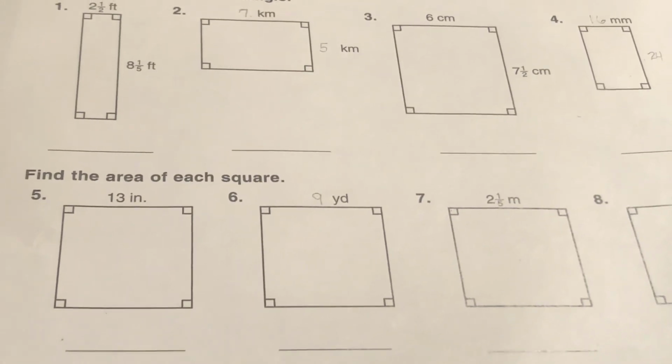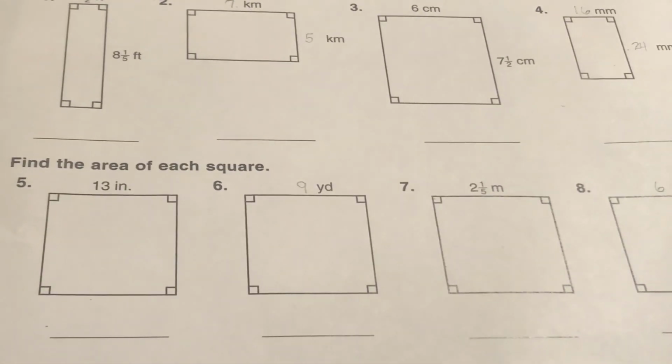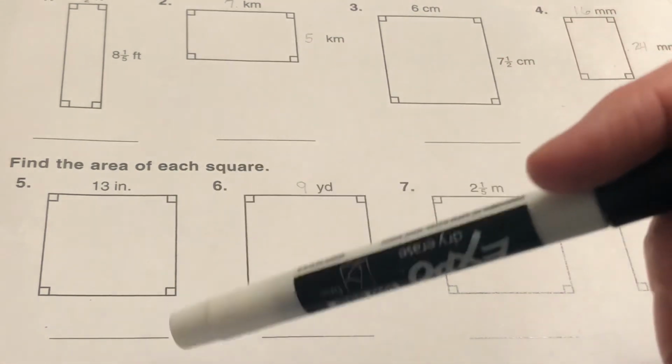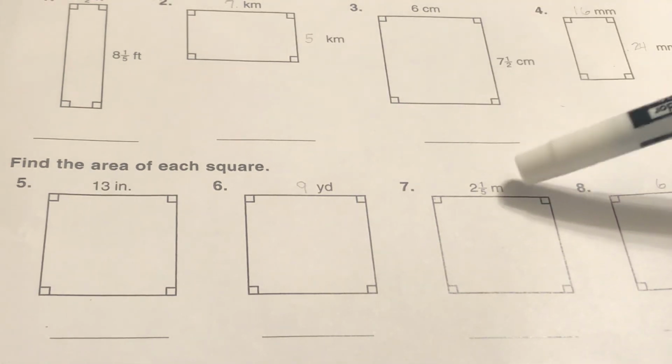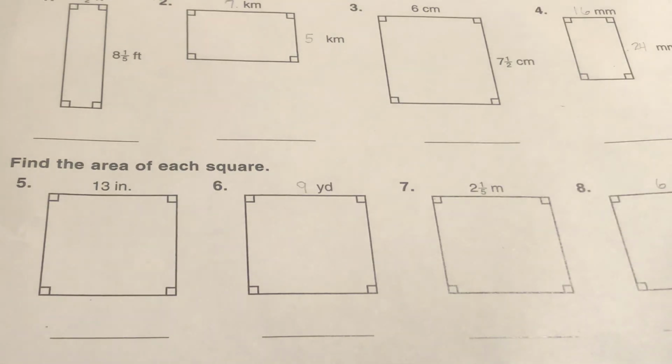Then when we get to 5, 6, 7, and 8, you are doing the area of a square. So you're going to write the formula. Area equals side times side. Plug in your numbers, 13 times 13. Then you're going to multiply them and put in the answer, 9 times 9. Same thing here, you're going to have to make both of these improper before you can multiply them. Don't forget your squared answer.